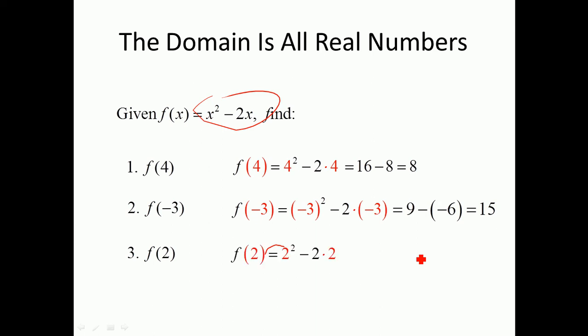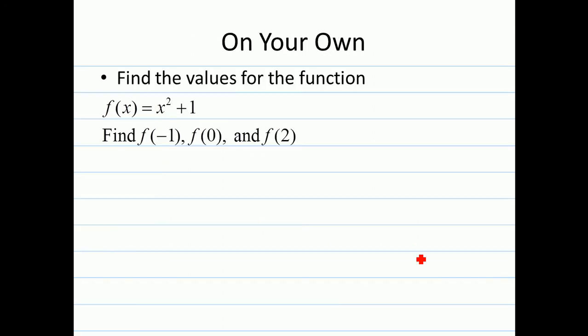All right, so once you're plugging in 2, you get 2 squared minus 2 times 2, which is 4 minus 4. You should have got 0. So in this case, what we got so far in our range is 8, 15, and 0. So why don't you guys try the same exact thing with this function right here? I want you to pause the video this time, and I want you to find all 3 of those, see what you get, and match it up with my answer. So pause the video again.